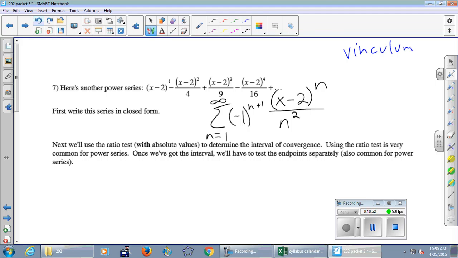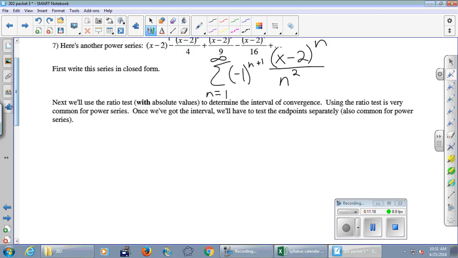Okay, closed form. All right, now we don't have a simple geometric series thing where it's just like, oh, as long as the magic multiplier is between -1 and 1, then the series converges. What we're going to do is use the ratio test, which is really common for power series. Let's give it a shot.